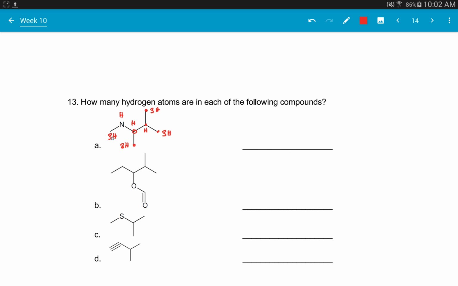So if we add them up, 3, 4, 7, 8, 9, 12, we should have 15 hydrogens.